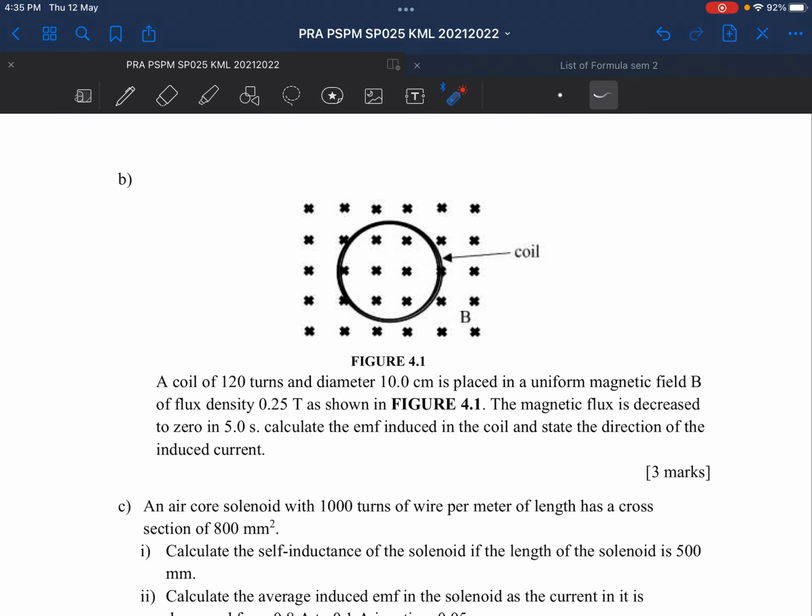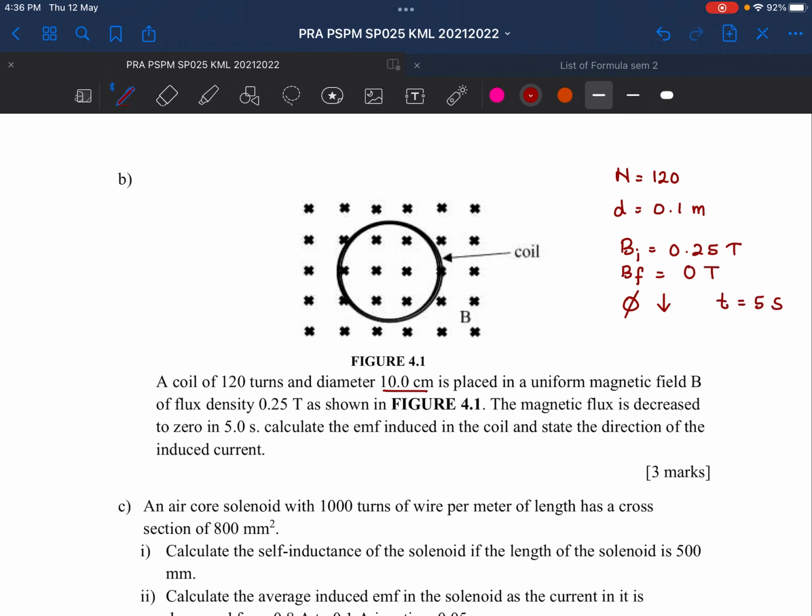Okay. So a coil of 122 turns and a diameter of 0.1 meter, okay, 10 centimeter, 0.1, is placed as a uniform magnetic flux density of 0.25 Tesla, as shown in figure 4.1. So the magnetic flux akan decrease to 0, maksudnya ni B initial, so B final dia akan jadi kosong kan dalam masa 5 saat. So calculate the induced EMF and state the direction of your coil. Induced current. Induced current. Okay.